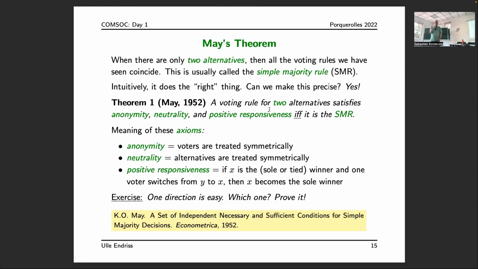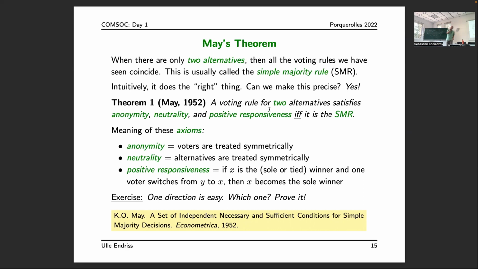So we have some evidence that this way of making choices when there are just 2 alternatives, as is done in this rule, might be the right one. It's somehow the only one that we could think of, except for this silly minority rule. But we would like to make that precise now. Is it really the right way of doing it? And can we say formally why we like it?